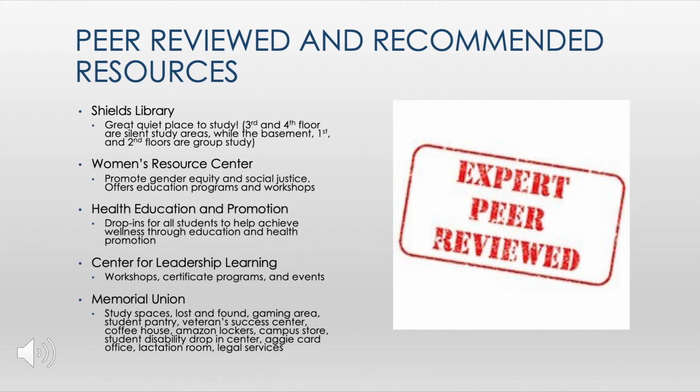Next was the Center for Leadership Learning. So they have workshops, certificate programs, events, a bunch of stuff if you're looking to be a leader in your community. And then lastly was the Memorial Union. So they have study spaces, lost and found, a game area, a student pantry, the Veteran Success Center, the coffee house, Amazon lockers, campus store, student disability drop-in center, Aggie card office, lactation room, legal services, and that does not even cover half of the things that are in the MU. So I highly recommend either Googling it or dropping by when you get here and just kind of exploring all the things that the MU has to offer. But these were the top 5 peer recommended resources.